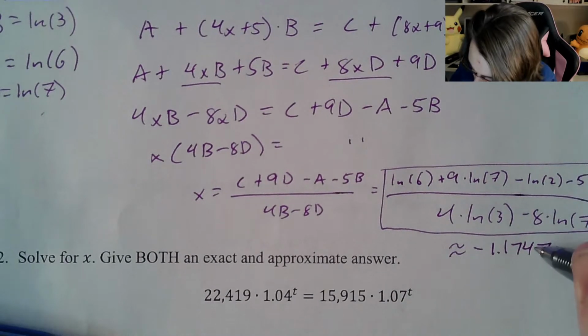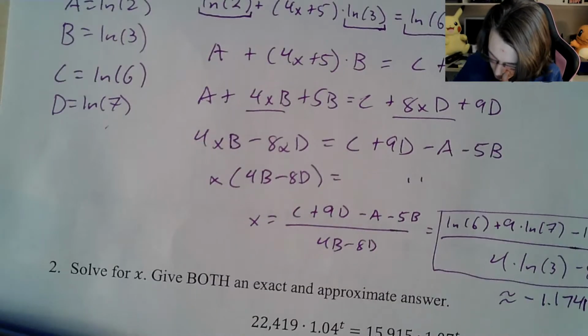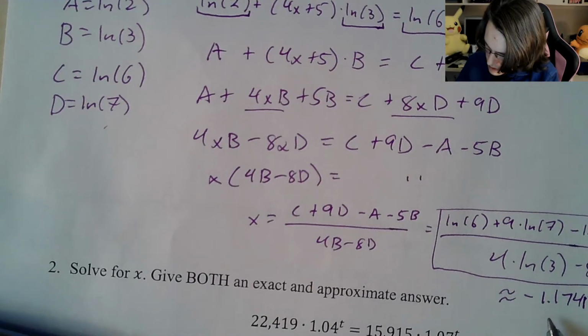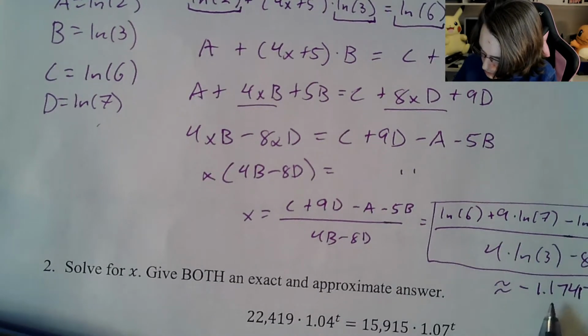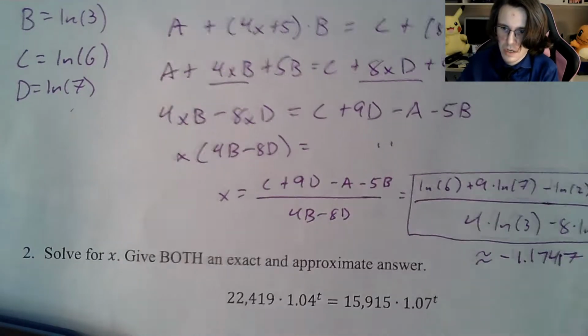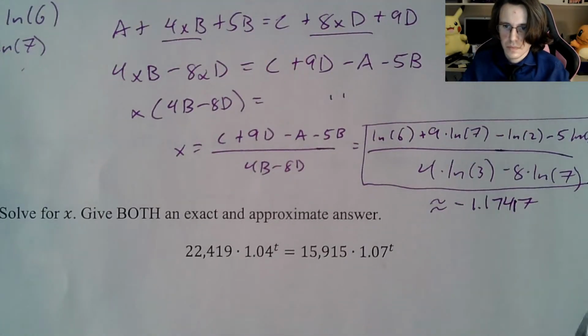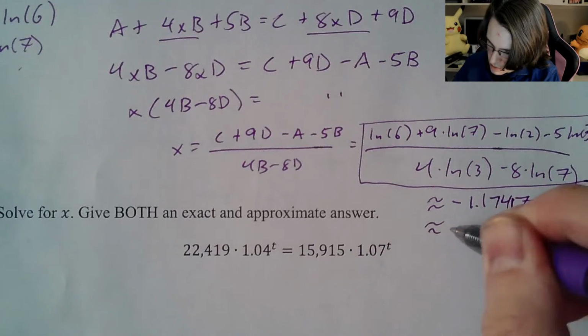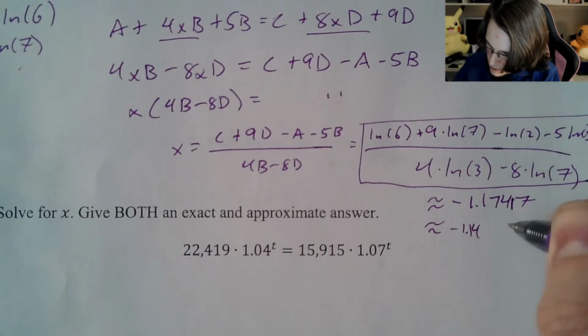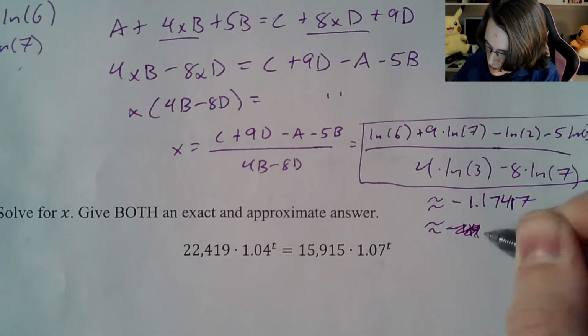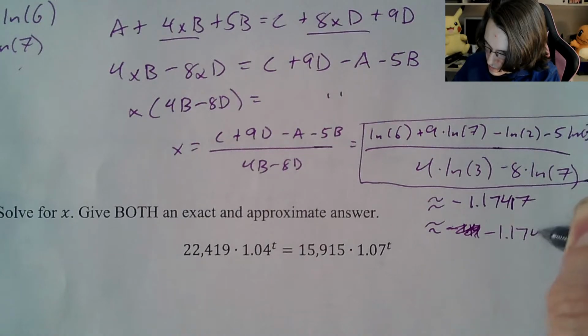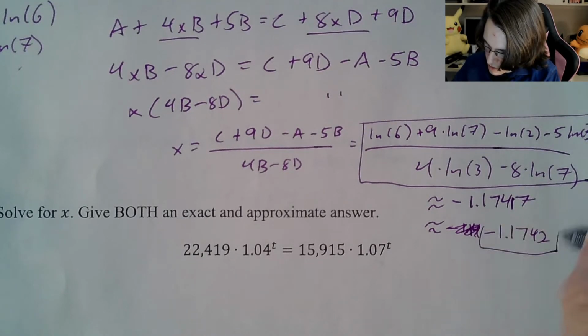Oh, 1.1742. You could have also just rounded to the 4 decimals. 1.174 probably would have been good. So maybe I'll just write that. The actual better way of writing it, oh my gosh, negative 1.1742. There's my other answer.